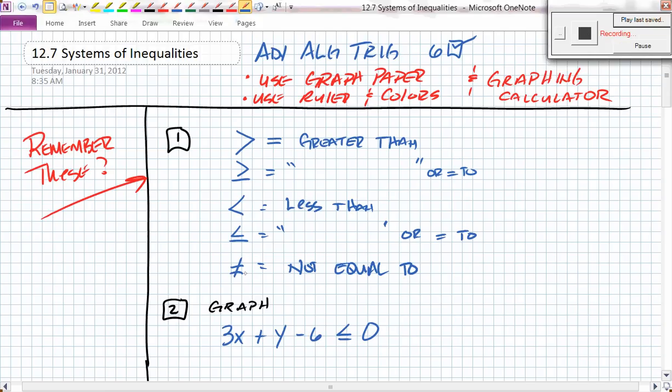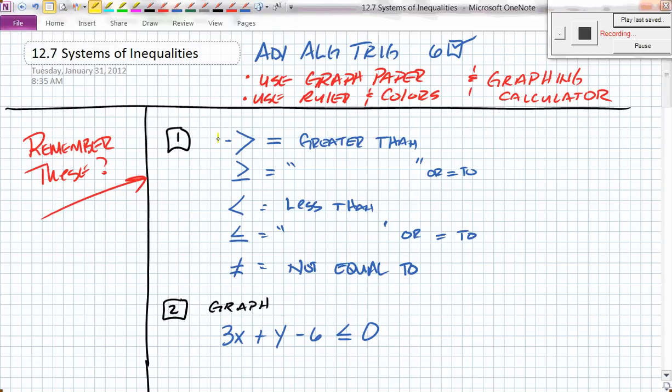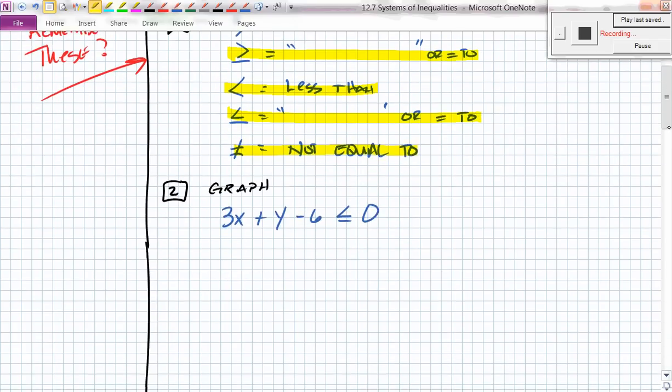Yeah, not equal to. The last one means not equal to. All right, so we're pretty familiar with these inequality symbols, right? Each one of these represents the inequality symbols, and we've spent a lot of time before working with them. Today, we're going to talk about how to graph them and then graph some systems.